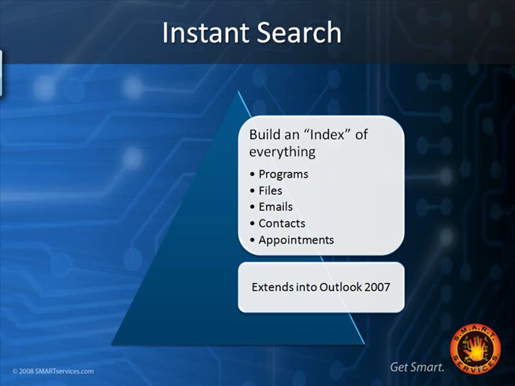And what it does is it builds an index or a database of everything on your computer. So all the programs you have installed, it just knows what their names are. All the files you have on your computer, even if your My Documents are set to save on the server, it's smart enough to look there and build their index. And it looks at the file names, but also what's inside them. Same with emails, contacts, and appointments. So as you can see, the instant search actually extends itself into Microsoft Outlook if you're running Outlook 2007.